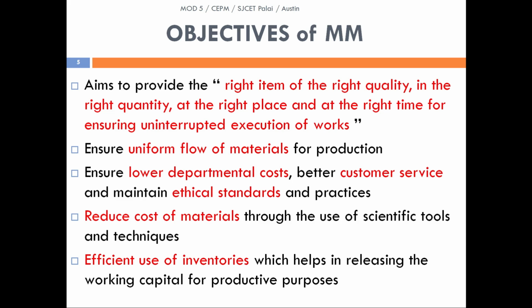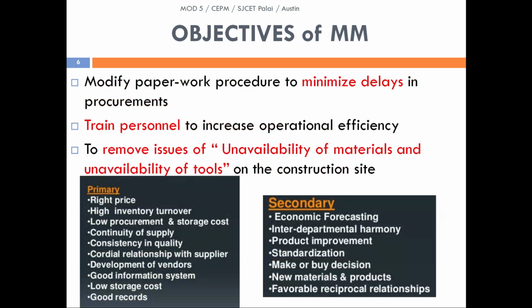The fifth one is the efficient use of inventories, which helps in releasing the working capital for productive purposes. Which kind of inventory control measures can be properly chosen, so that material management can be done properly. Next one, sixth one, modify paperwork procedure to minimize delays in procurement. If we are going through a work, and if we need to procure some material at the earliest, and if we are going through a lot of paperwork, then it causes delays which cause interruption to work. So this has to be avoided. So modify the paperwork procedure to minimize the delays in procurement.